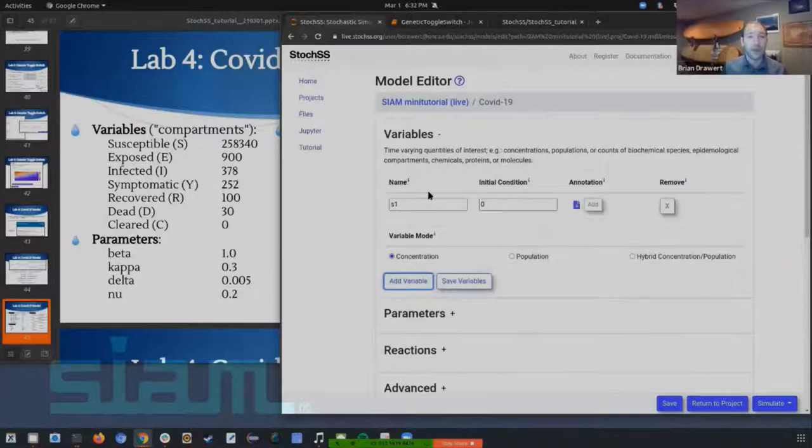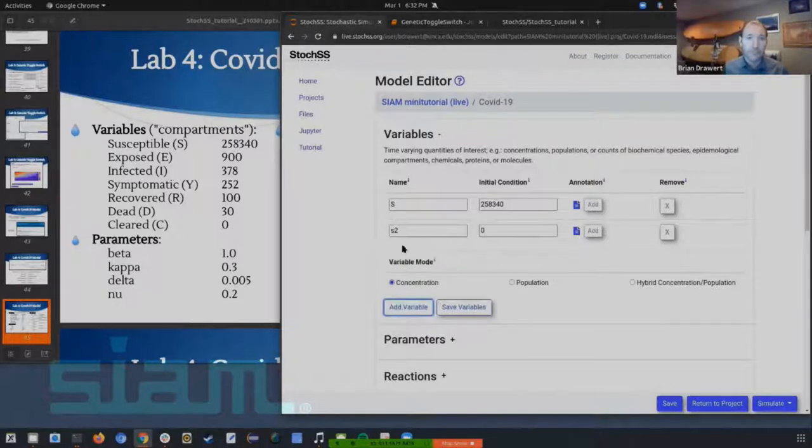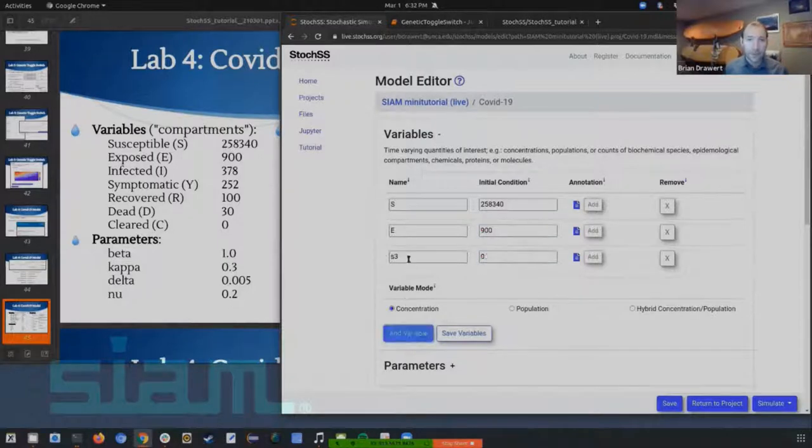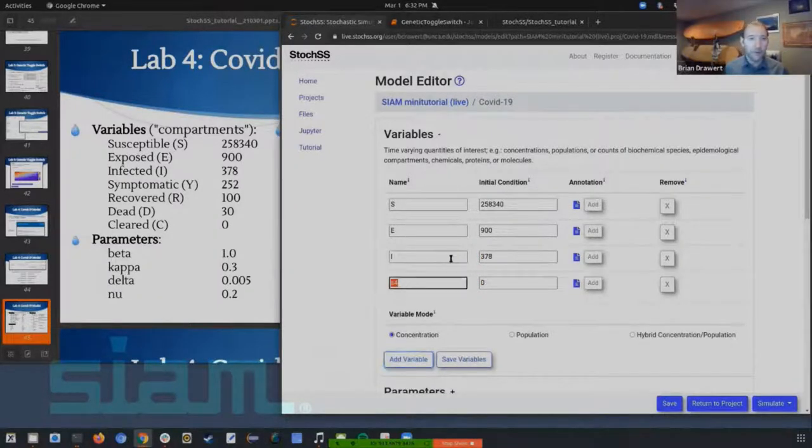So I'm gonna have an S variable, and that's gonna start out with 258,340. Add a variable E. This is going to start at 900. Add a variable I. That'll be 378. Add a variable Y for symptomatic. Now, just to be clear, that Y is actually the SIR convention, so we did not make that up. 252.